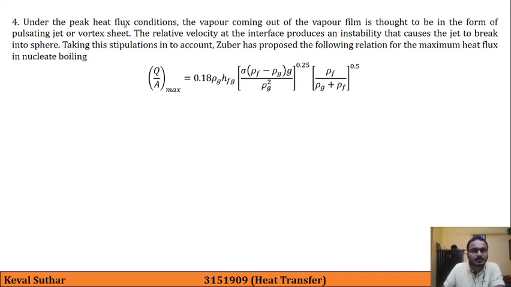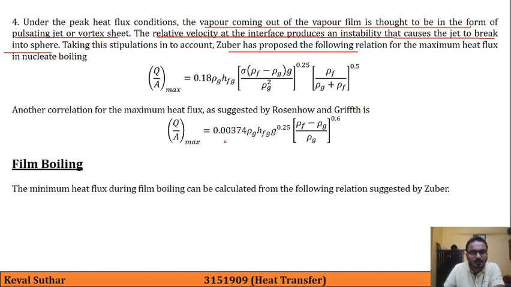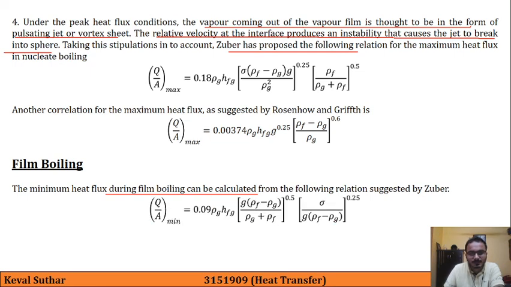Under the peak heat flux conditions, the vapor coming out of the vapor film is thought to be in the form of a pulsating jet or vortex sheet. The relative velocity at the interface produces an instability that causes the jet to break into spheres. So Zuber has proposed the following relation for maximum heat flux, and another correlation is this by Rosenau and Griffith. In film boiling, the minimum heat flux during film boiling can be calculated using Zuber's correlation that is given by this formula.